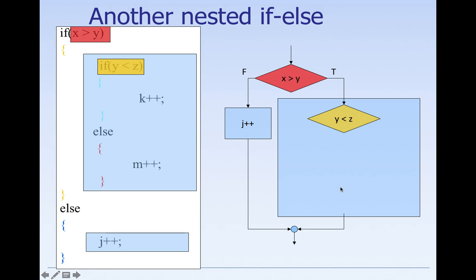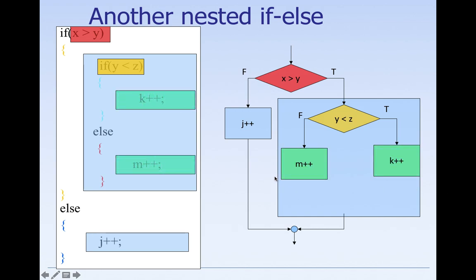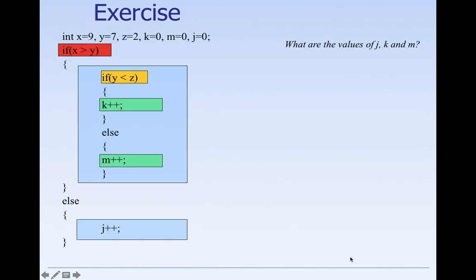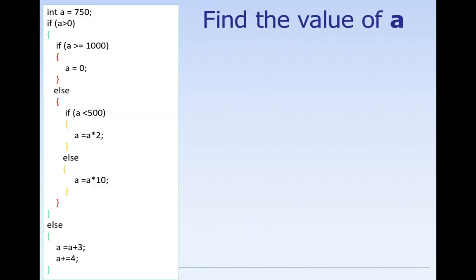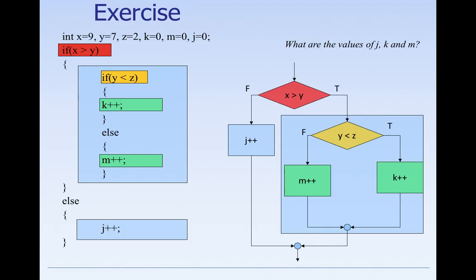And in this part, you have another if, that's a nested if in yellow. Okay, true or false. If it's true, then k plus plus. If it's false, then m plus plus. Very clearly, you connect them and you connect with whatever steps you have. All right. This is an exercise. You can pause it and get the results and check if they are true. So, please write them on your phones and check the results. Okay.